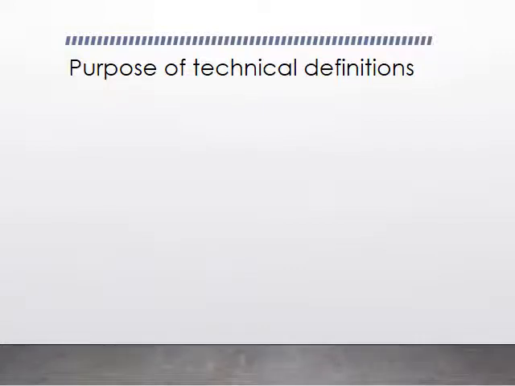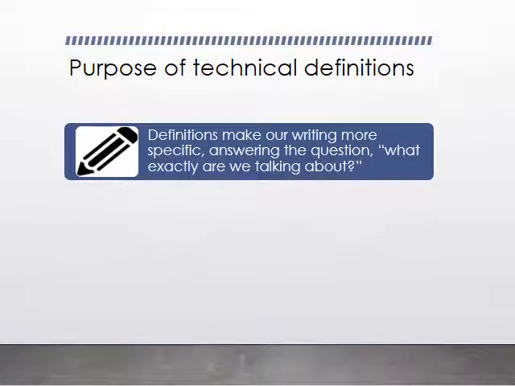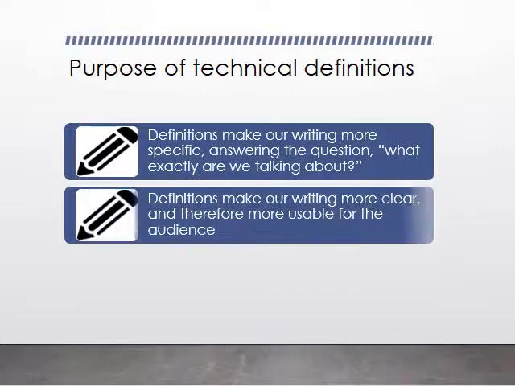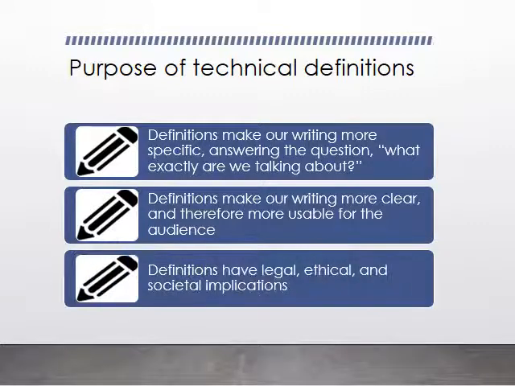So why do we need technical definitions? In general, anytime we can make our writing more specific, it's a good thing, and that's one thing that definitions do. It clarifies what we're talking about. It helps to make our writing more usable for our audience because they understand what we mean. And definitions can have broader legal, ethical, and societal implications. They can help the general public to understand and evaluate important technical, political, and social issues.